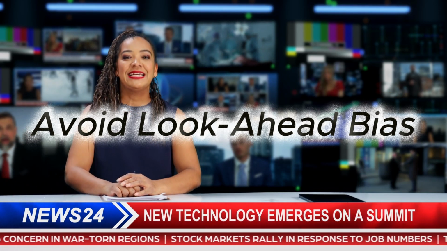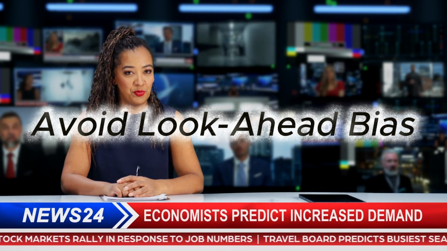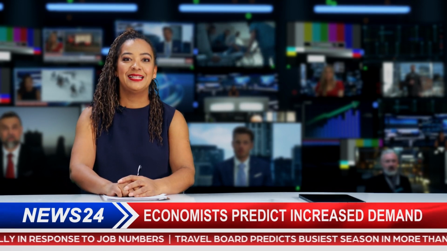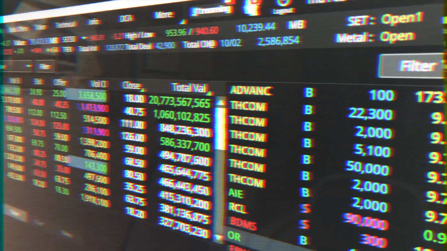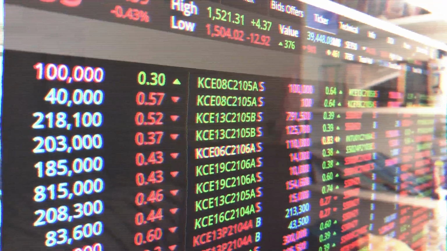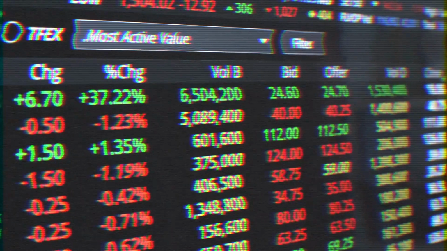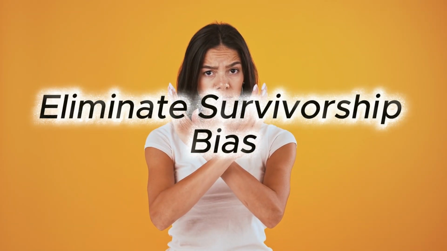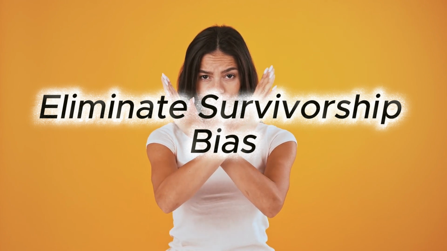Avoiding look-ahead bias is crucial for realistic backtesting. Make sure no future price data is used in your indicators and avoid using post-trade results to adjust logic retroactively. Code everything as if it is running in real time and include lag in signals to mimic actual market delay. Survivorship bias can seriously skew your results, so it's important to eliminate it.